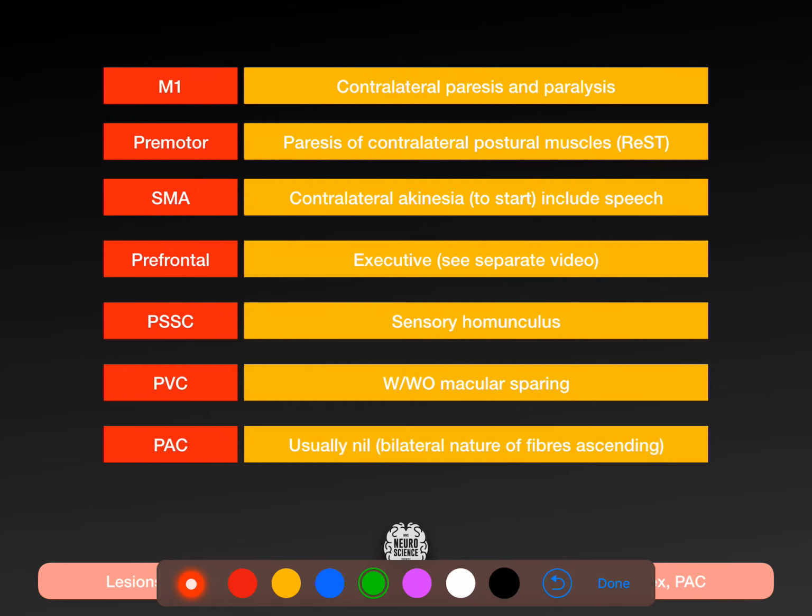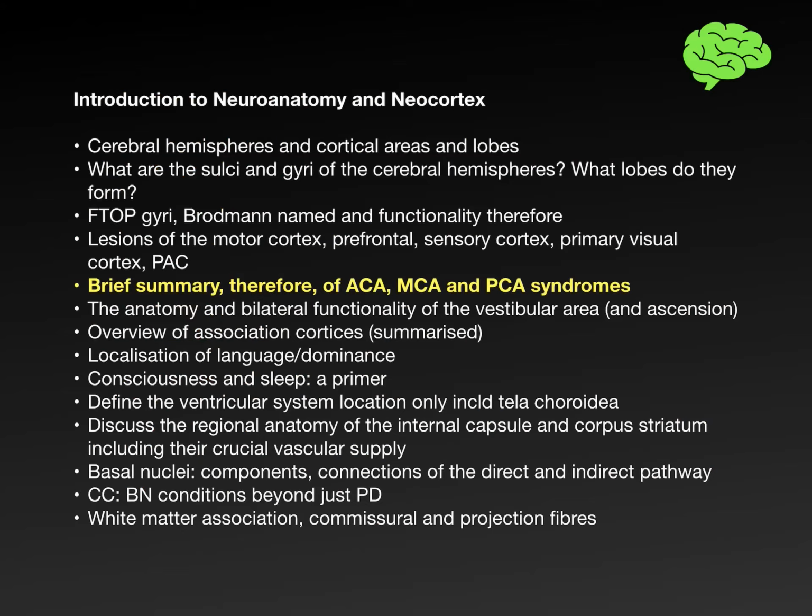Primary auditory cortex. There's usually nothing because it's very bilateral in nature. Okay, so the ascending auditory pathway merges a lot. So if you have a lesion to one primary auditory cortex, it's usually a subclinical finding. So, brief summary therefore of ACA, MCA and PCA syndromes. I've put a thumbs up because that is very core. You can Google that and find it out in 2 minutes.